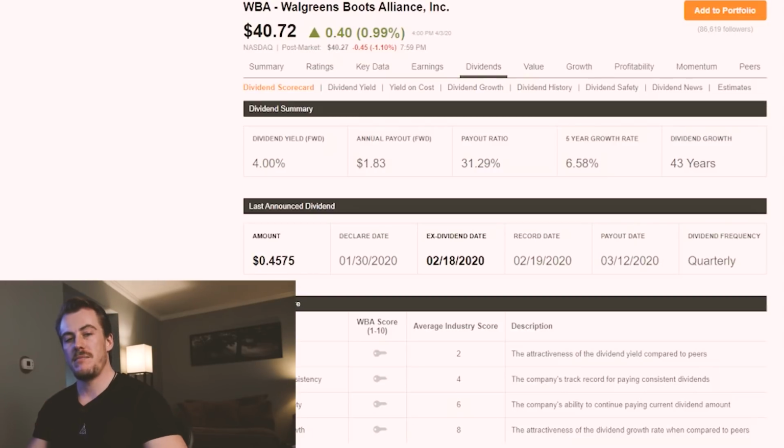Now, dividend stocks aren't that great when you first buy them. You're only going to be making about 4% on your money. However, like buying a house and renting it out, let's say you buy a house and your monthly mortgage is $700. You're paying $700 a month for the bill, but you're renting it out for $1,000. So you're making $300 profit.